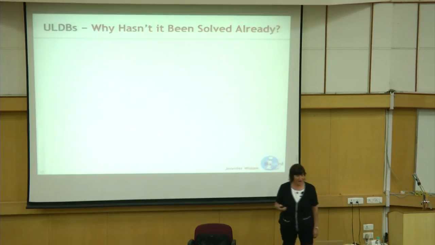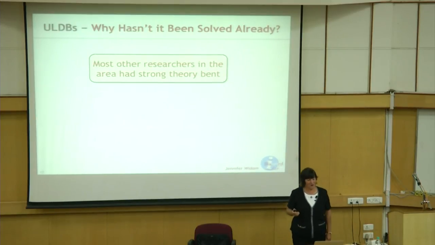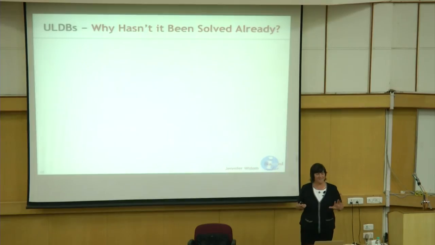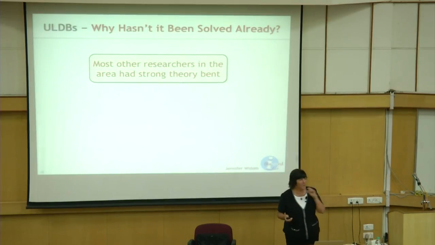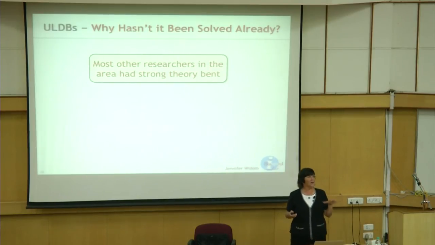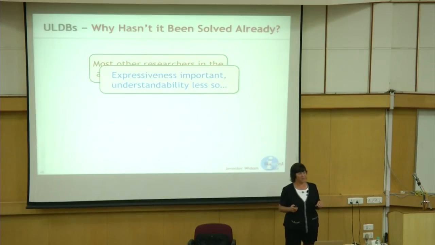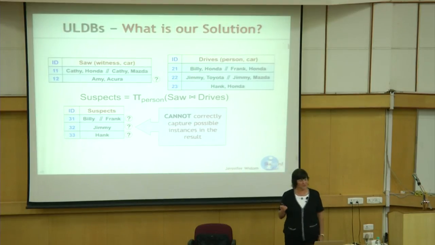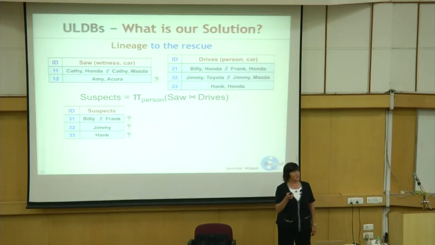We solved this problem, why hasn't this been solved already? Very quick. Most other researchers in this area were working from a very theoretical point of view. So they cared about expressiveness a lot, but not about understandability. So they had quite complex models. But what was our solution? Our solution actually turned out to be to add lineage.